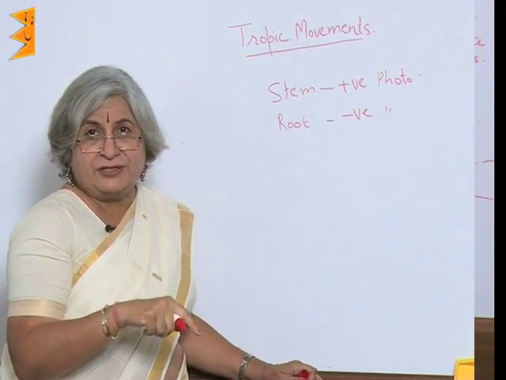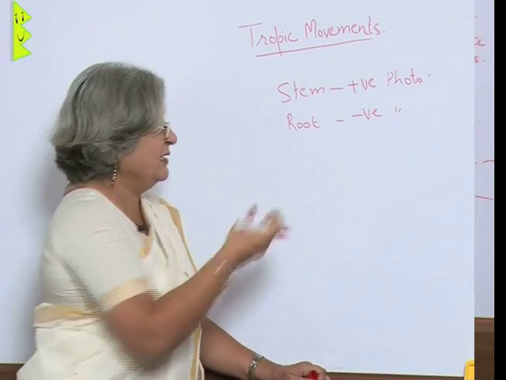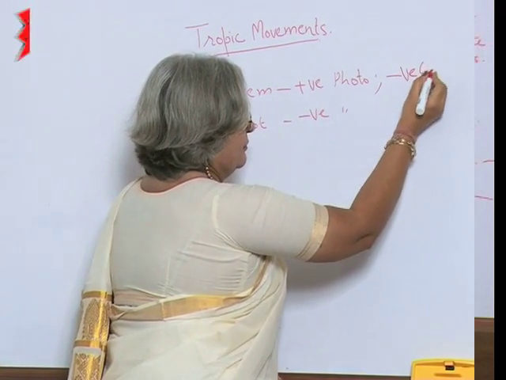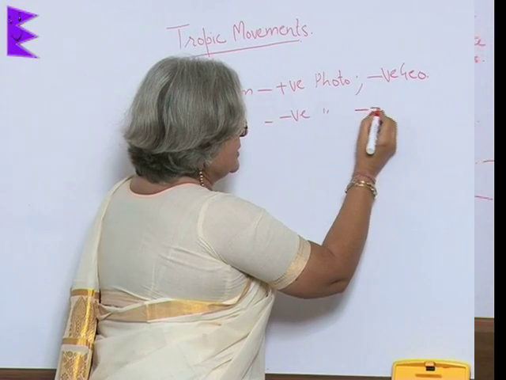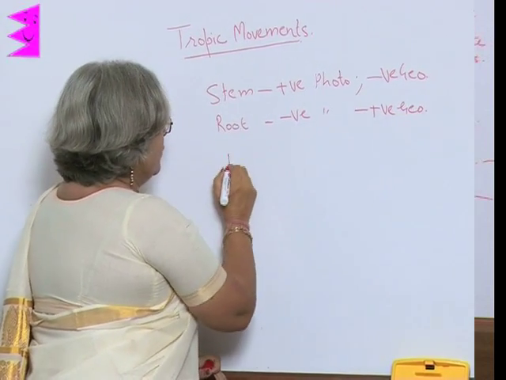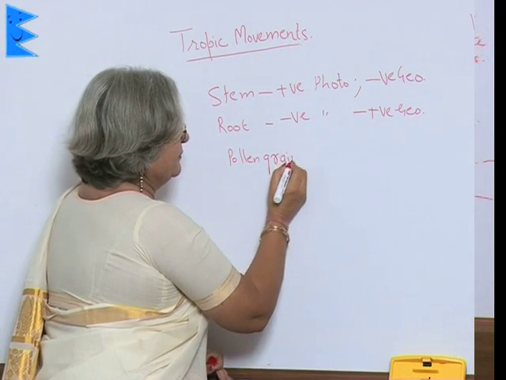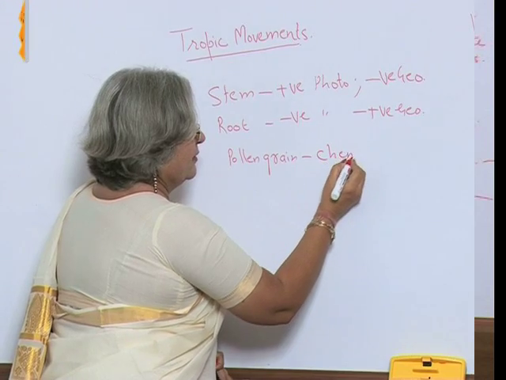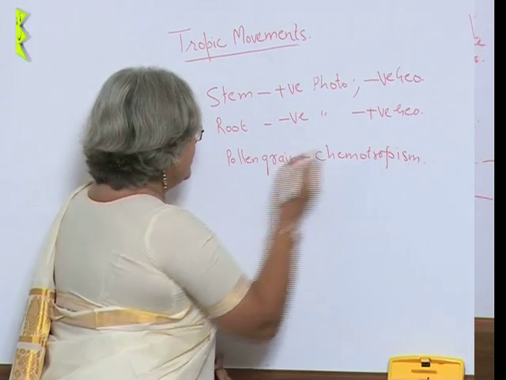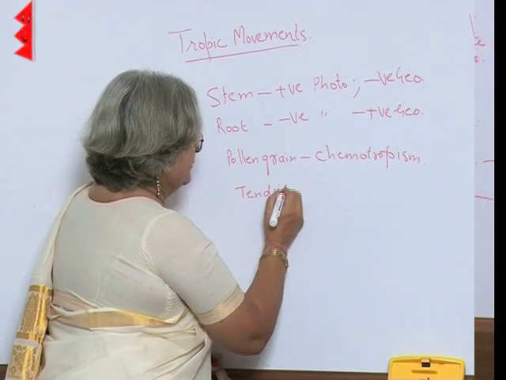But in the case of geotropism, that is response to gravity, it is reverse. Stem is negative geotropic, while root is positive geotropic. The pollen grains show chemotropism, and the tendrils of a pea plant, they show thigmotropism.